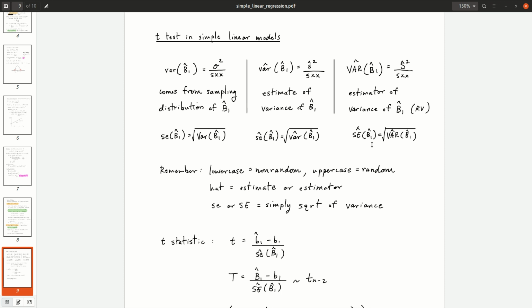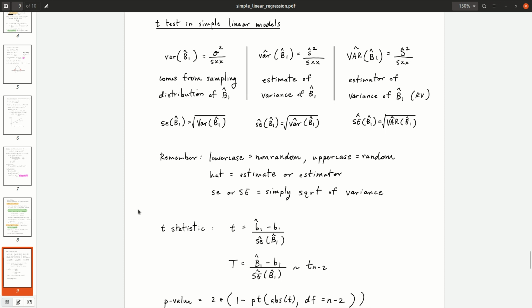Now to keep things straight, let me just remind you what the conventions are. Lowercase means non-random. So this little VAR is a non-random quantity. Little VAR hat is non-random, but big VAR hat is a random variable. Hat means we're doing an estimate or an estimator, depending on whether it's non-random or random. And then standard error just means square root of variance. So if you take the square root of a variance, you get a standard error.